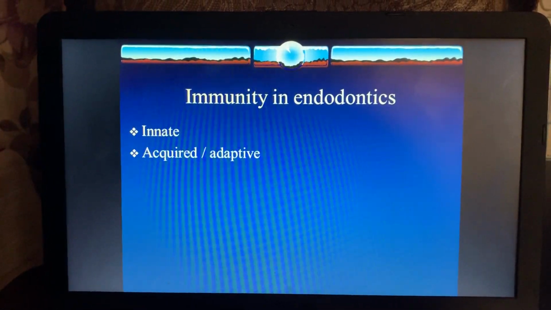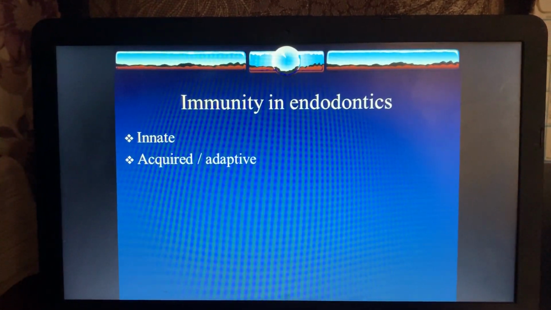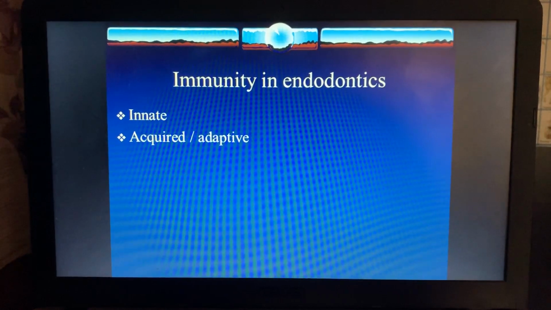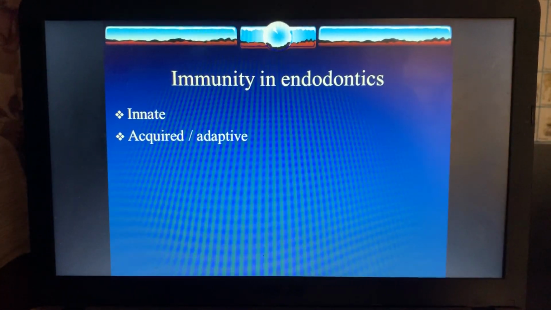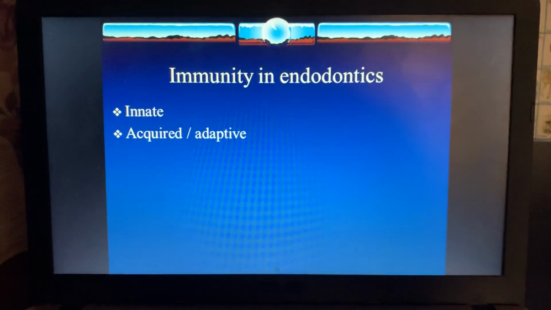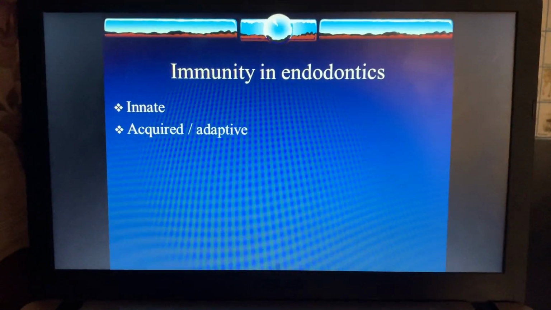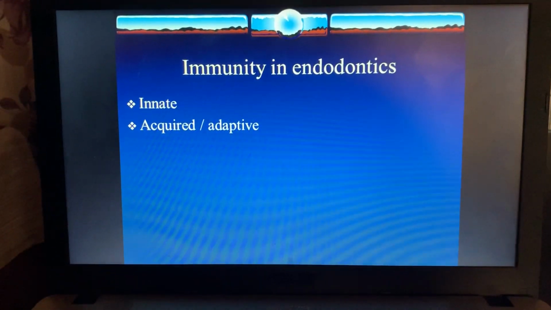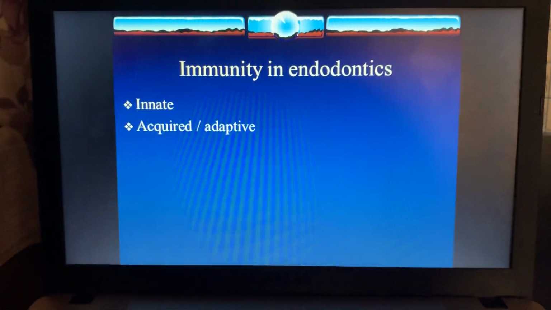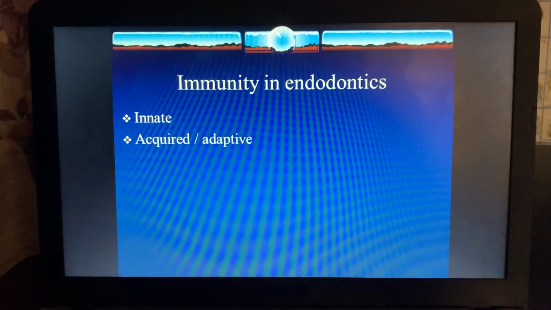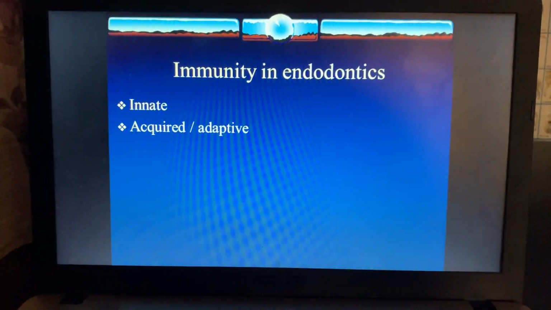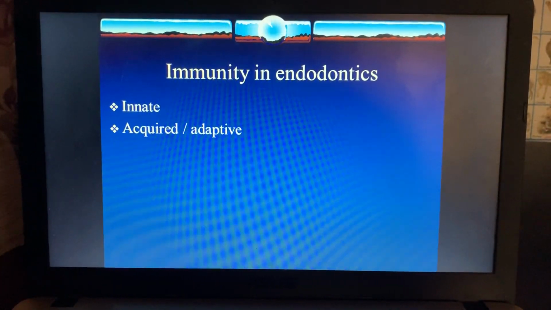Innate immunity consists of cells and molecular elements which act as barriers to prevent dissemination of bacteria and their products into the underlying connective tissue. The cells providing innate immunity are neutrophils, monocytes, eosinophils, basophils, dendritic cells and odontoblasts.